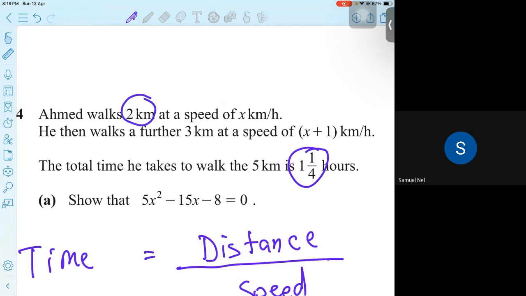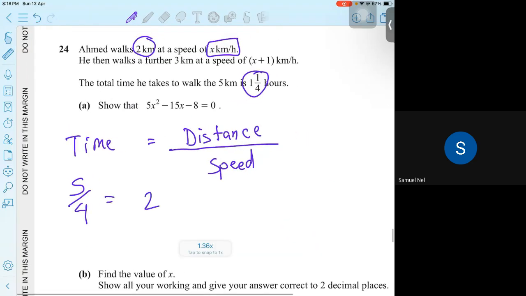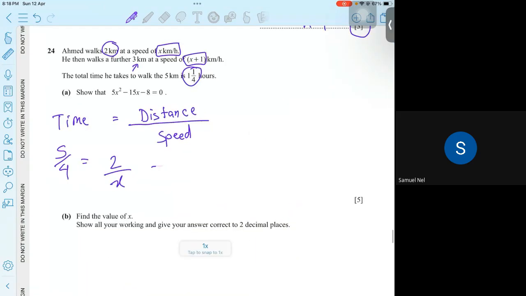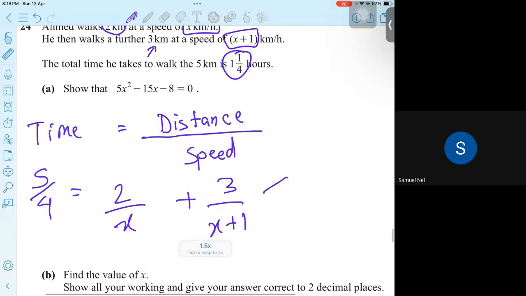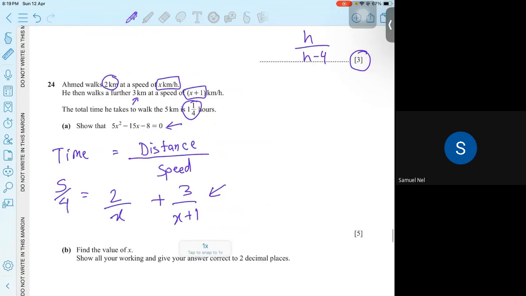Walks 2 kilometers at x kilometers per hour speed, okay? So I've been given the distance and I've been given the speed for the first one, so let's write it as this. The second part says, he then walks a further 3 kilometers at a speed of x plus 1. So I feel like this has to be the working, okay? Now the question didn't ask for this. The question rather asked for it in this manner and told me that I have to show this, right? So let's try showing this.